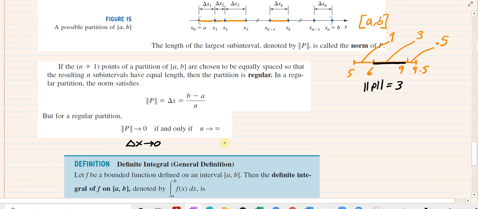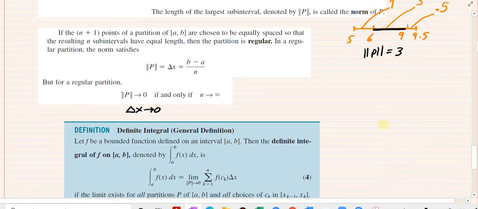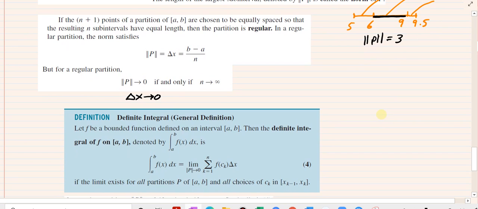It doesn't seem to make sense, but you can make up examples, and I believe in the book there is an example where this is not true. They make n go to infinity, but the norm of the partition does not approach 0. But our focus for now is going to be on delta x here, and then we'll generalize this in a moment for any partition.